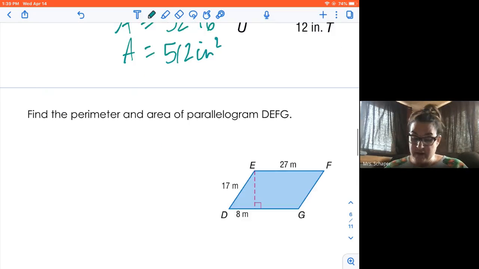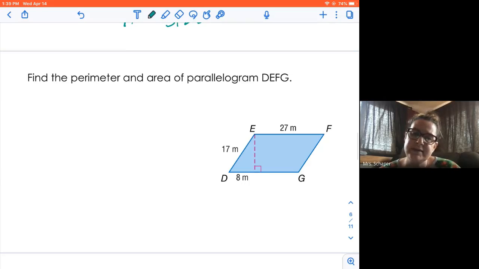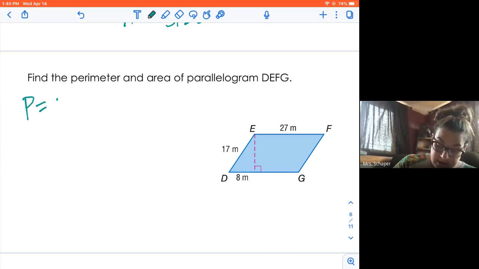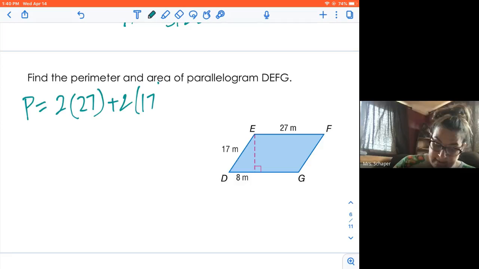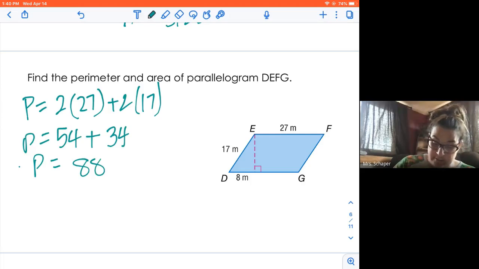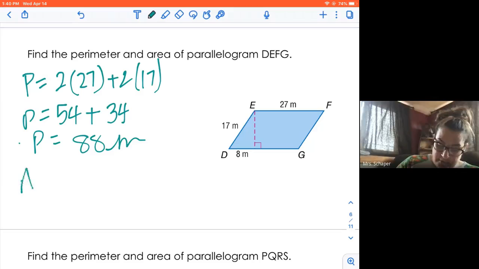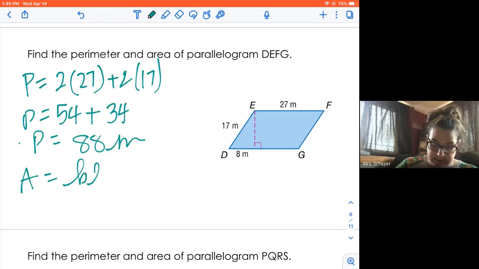Okay, here's another one. We've got 17, 8. Okay, so it's very similar. The perimeter is going to be equal to double 27 plus double 17. And so 54 plus 34. So the perimeter is equal to 88. I should probably label this. I don't think I did that in this last one. 104 inches. Okay. And then the area is equal to the base times the height.